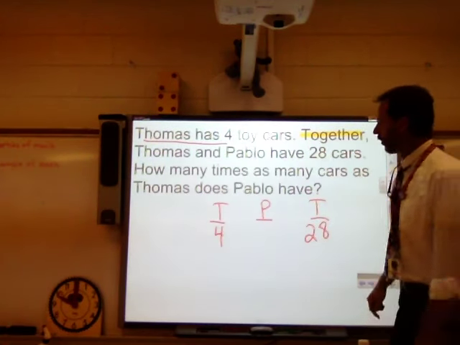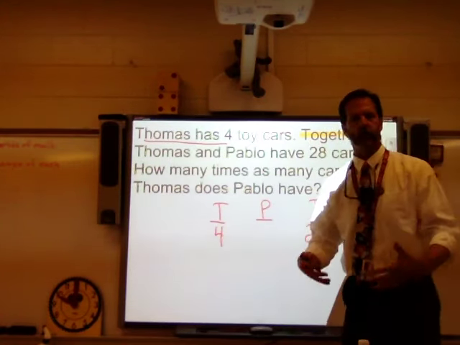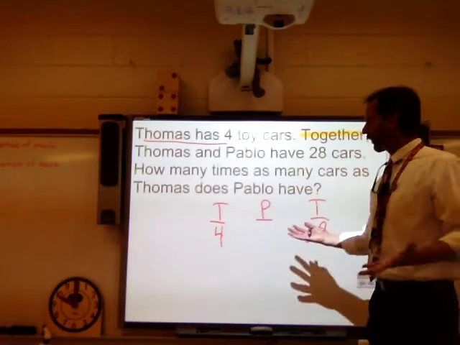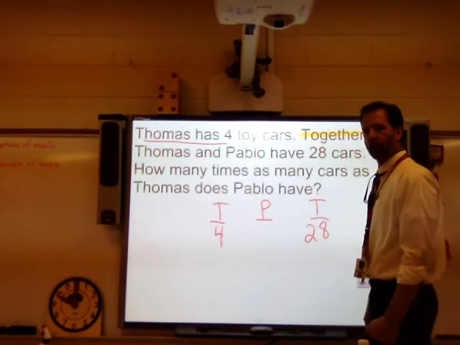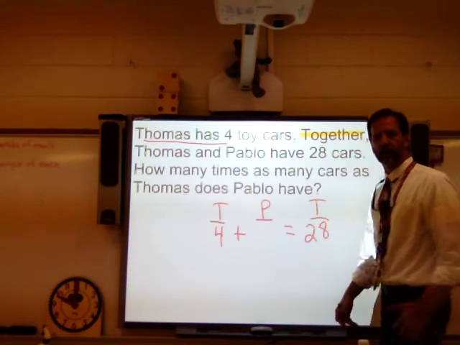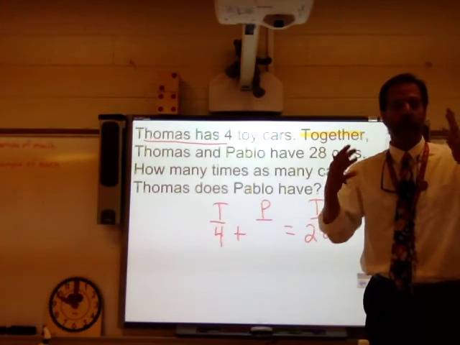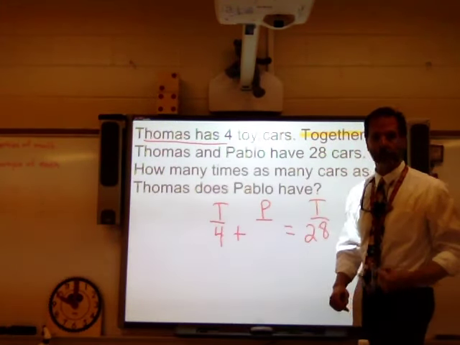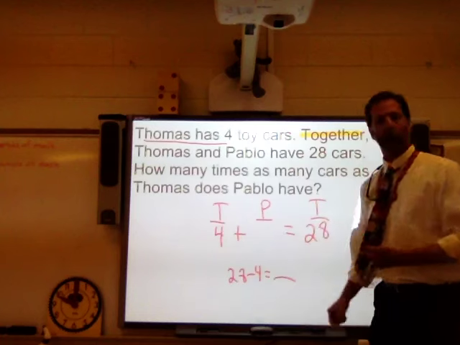And then the question wants to know, how many times as many cars as Thomas does Pablo have? They want a multiplication problem here. How many times as many? Well, let's first figure out how many cars Pablo has. I know that Thomas has 4. If I were to add it with whatever Pablo has, I'm going to get a total of 28. How do I figure out what Pablo has? We've got to use our knowledge of fact families, that this number plus this number gives me this. Then I can write a subtraction number sentence. I can write 28 minus 4, and that would give me the amount that belongs to Pablo.